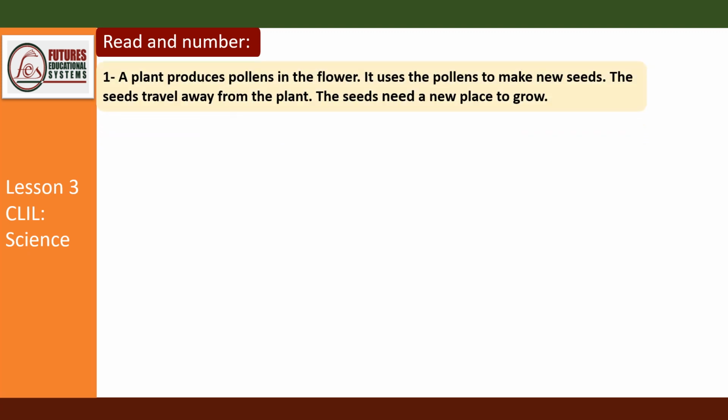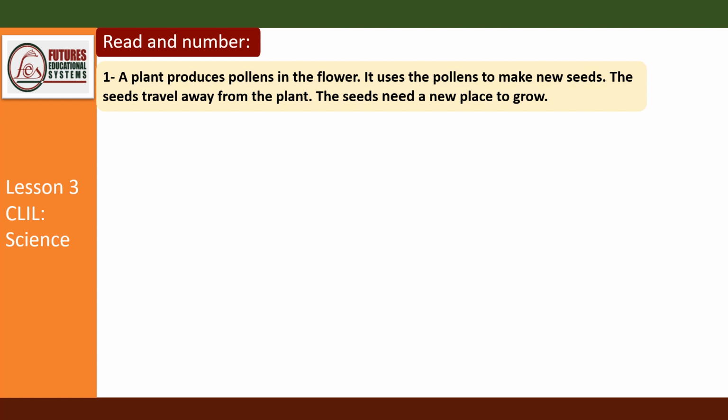Lesson 3, CLIL, Science, Read and Number. A plant produces pollens in the flower. It uses the pollens to make new seeds. The seeds travel away from the plant. The seeds need a new place to grow. So each plant has a flower.